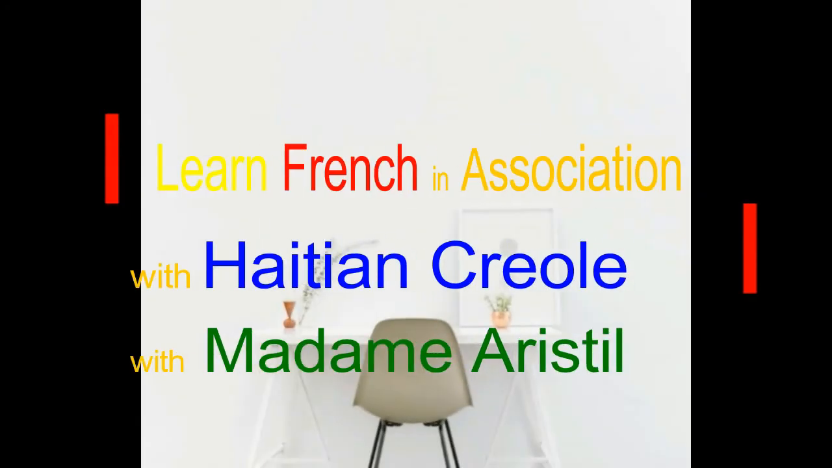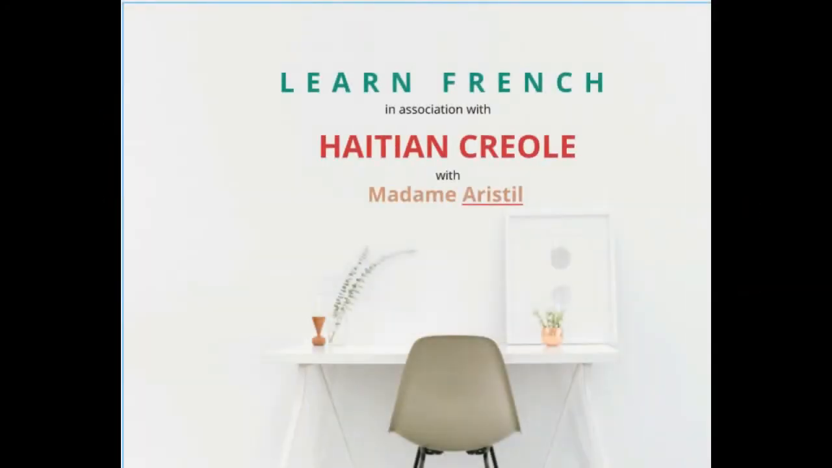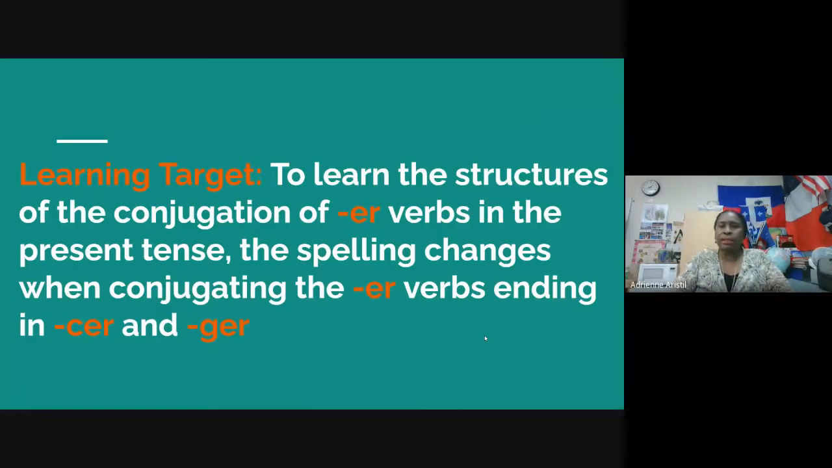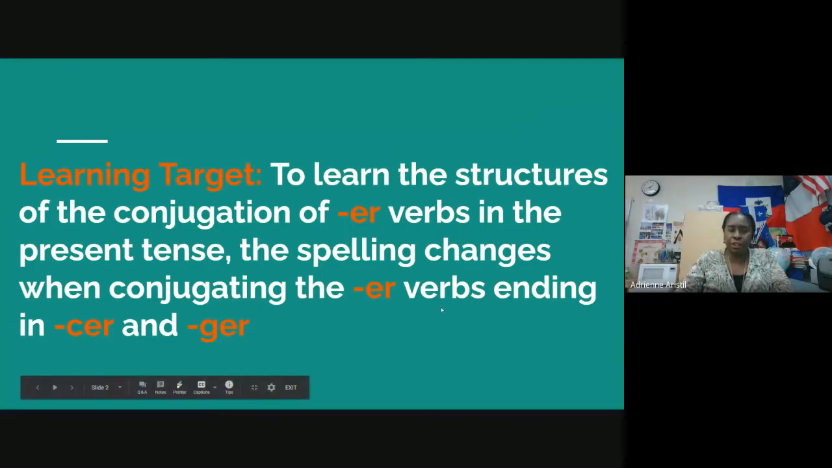Today, I'm going to teach grammar structures. We're going to learn about conjugation of regular ER verbs in the present tense. Our learning target is to learn the structure of the conjugation of ER verbs in the present tense, and the spelling changes when conjugating the ER verbs ending in CER and GER.